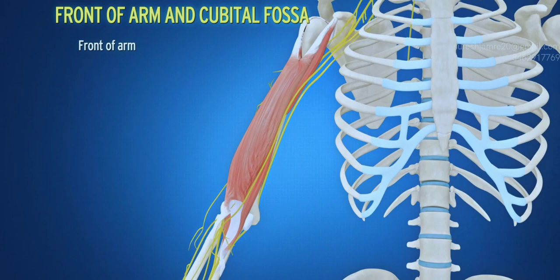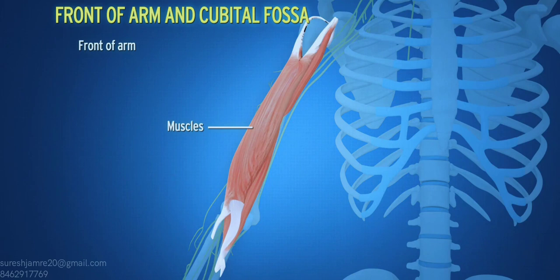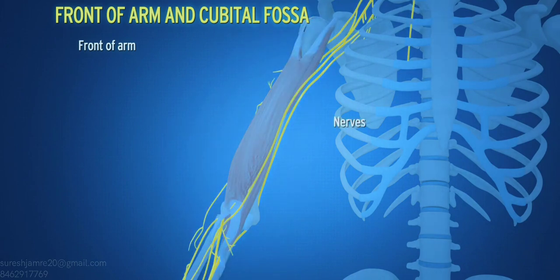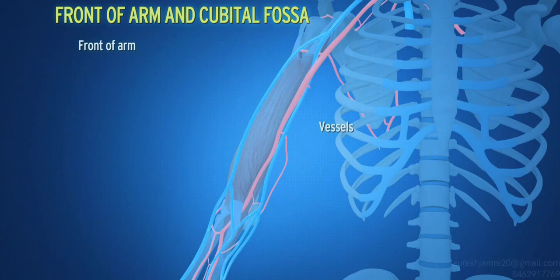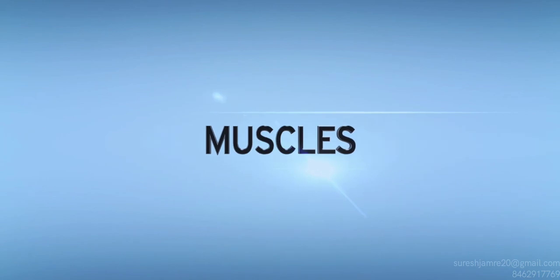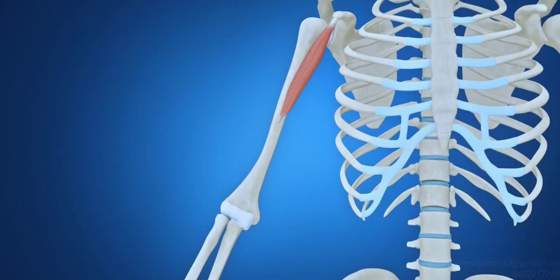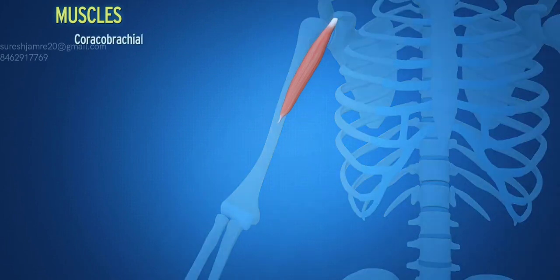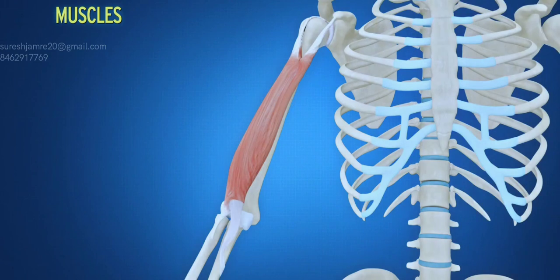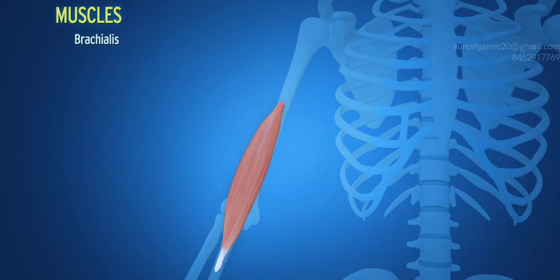Front of arm. Front of arm is also known as anterior compartment or flexor compartment of arm. It contains muscles, nerves, vessels. Muscles. There are three muscles in the front of arm, namely coracobrachialis, biceps brachii, and brachialis.